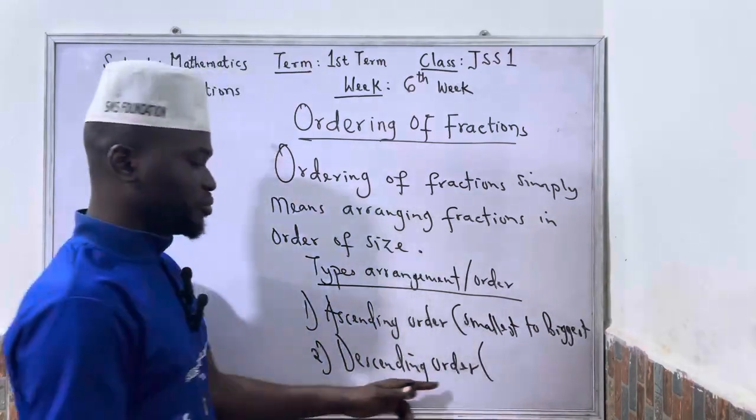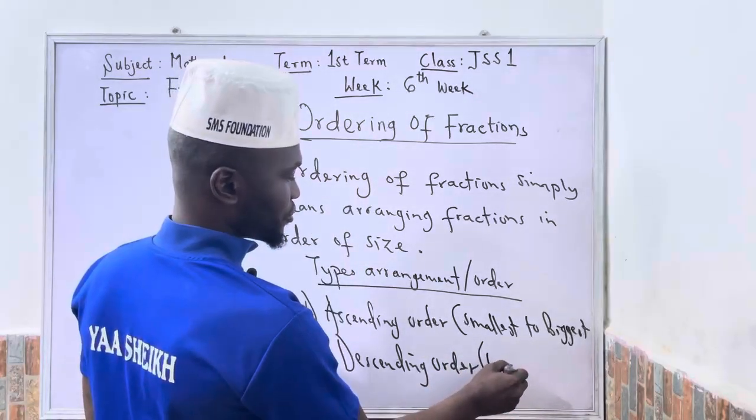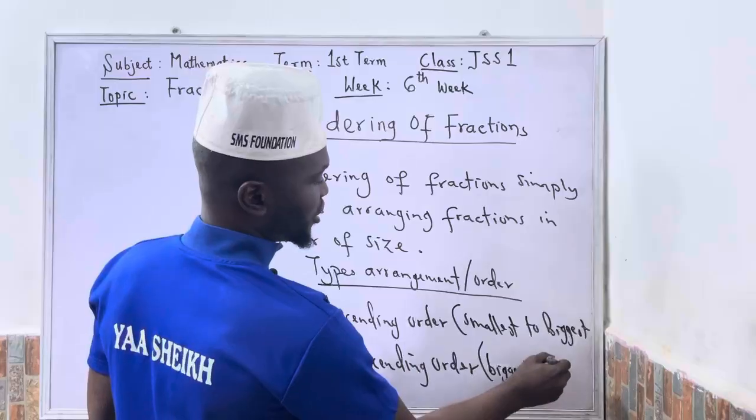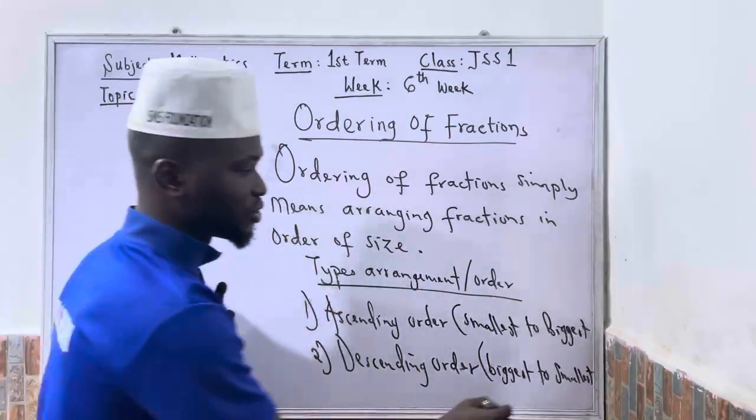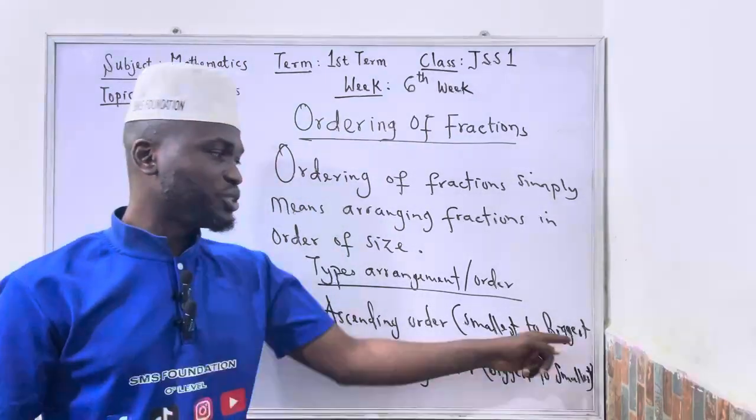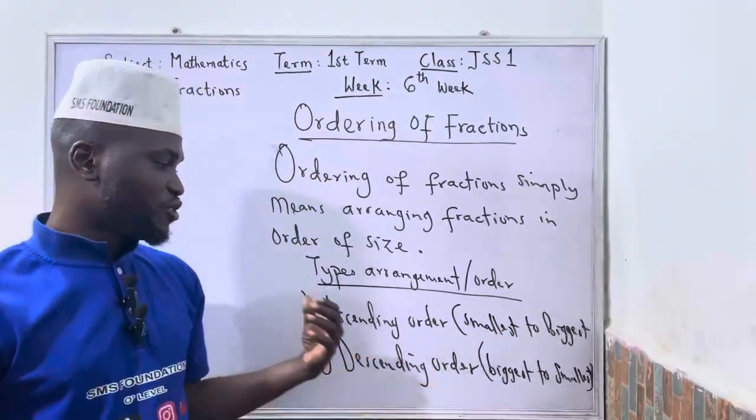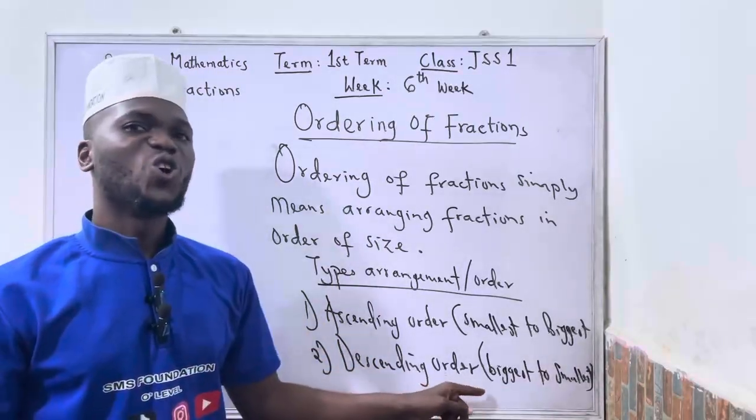So that means this will be the opposite. That will be from biggest to smallest. So that is just the difference between the two. Arrangement from smallest to biggest means ascending order, but from biggest to smallest simply means descending order.